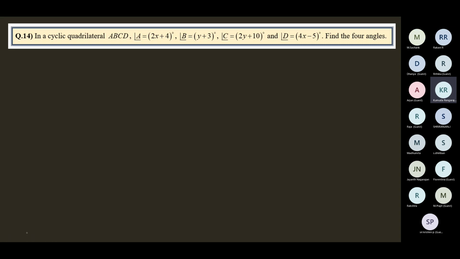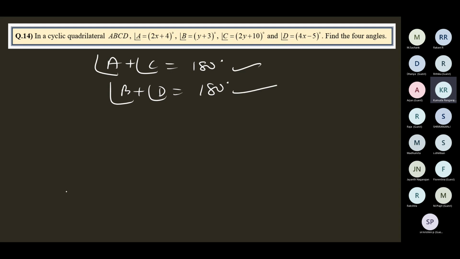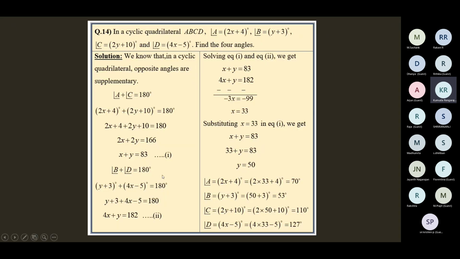angles are supplementary. So using that property, angle A plus angle C is equal to 180 degrees, and angle B plus angle D is equal to 180. Using this, you can construct two equations, solve them and find the values of x and y, and hence find the measures of angles A, B, C, and D. So this is the first equation.